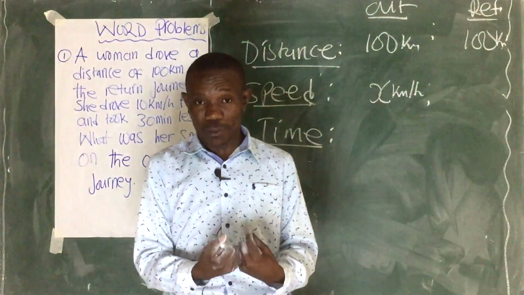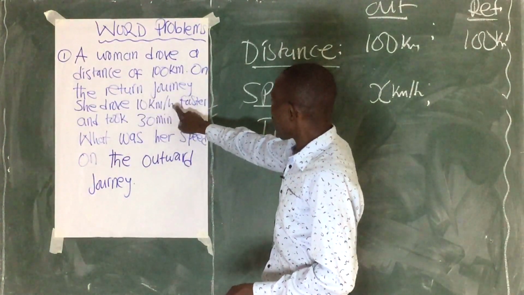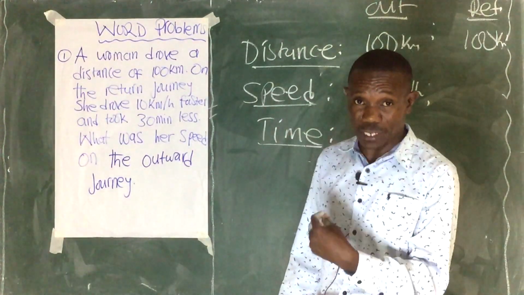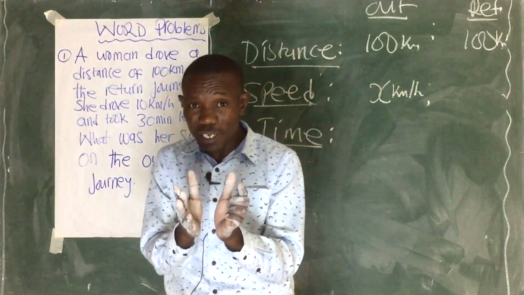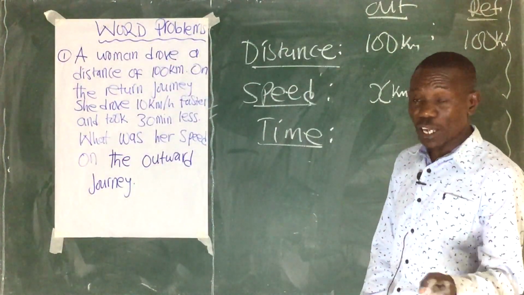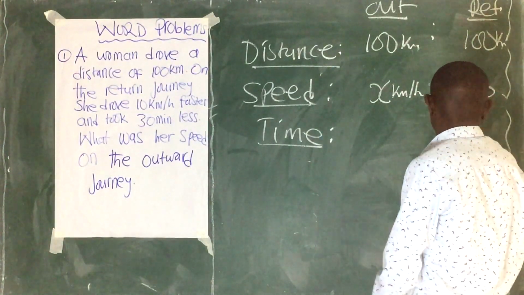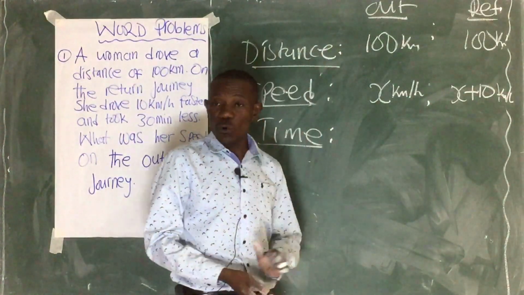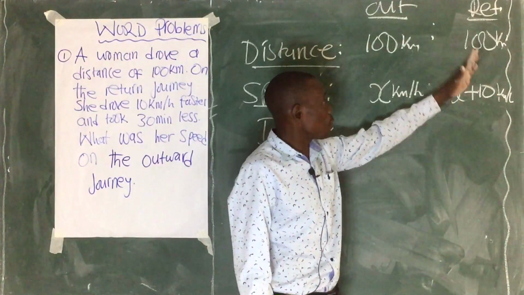x kilometers per hour. But now we are told that she drove 10 kilometers per hour faster. It doesn't mean she drove 10 kilometers when coming back. Faster means the speed that she used when going out, she increased it by 10 kilometers per hour. So when she was coming back, it was x plus 10 kilometers per hour. That's the speed on the return.